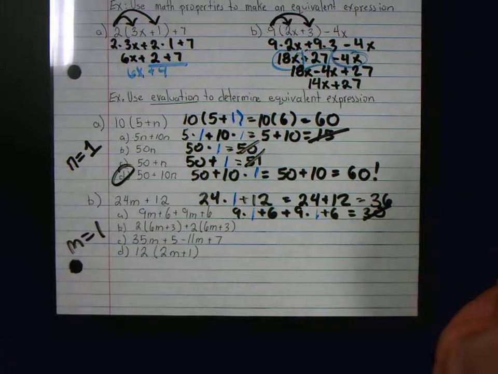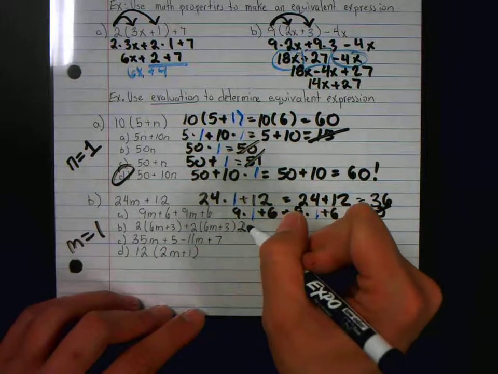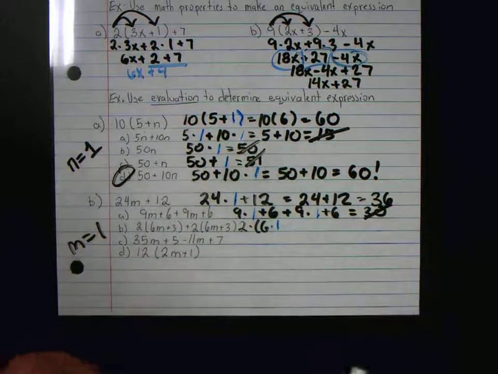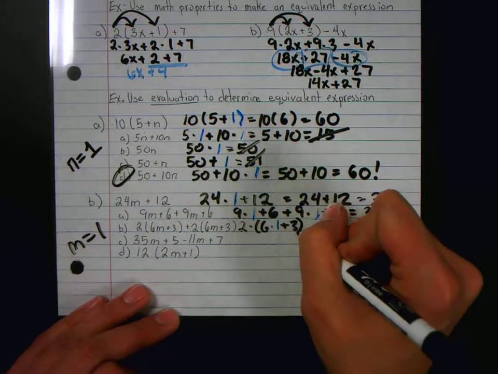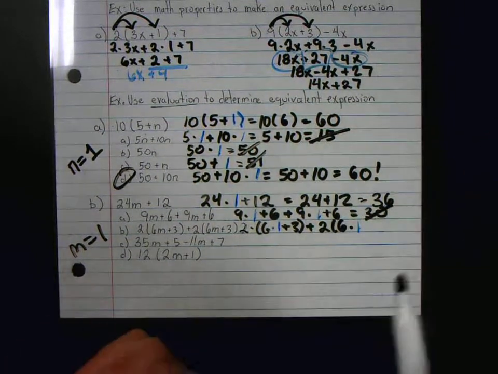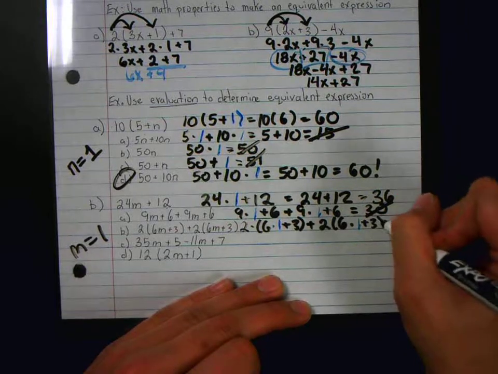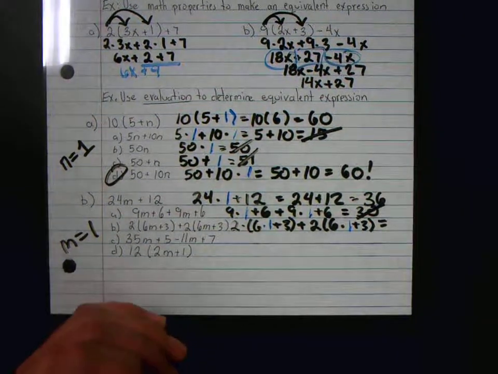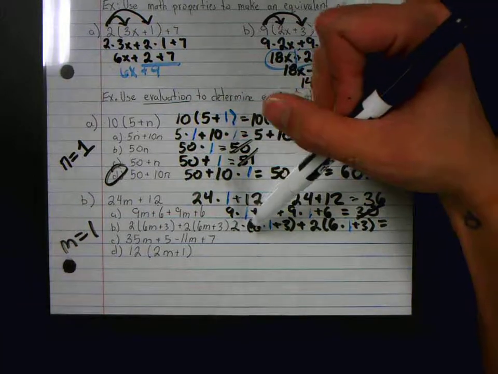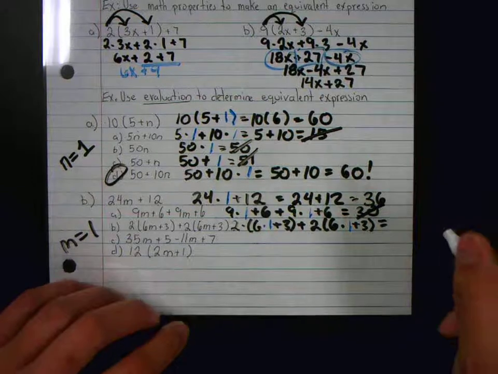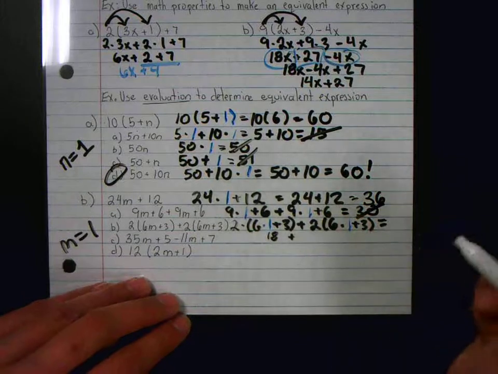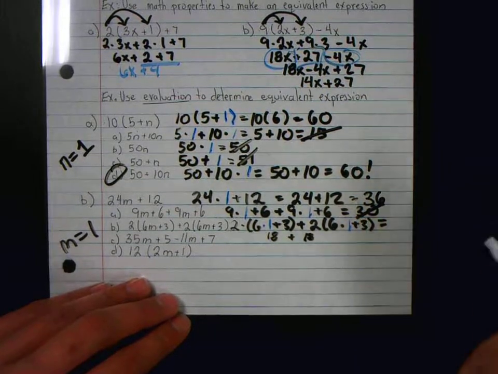Okay. All right, next one. We've got 2 times (6 times 1, because we can't put m, plus 3), plus 2 times (6 times 1, plus 3). Notice how these are just duplicates of each other. This is going to make it a lot easier for us. Okay? So we have 6 times 1, which is 6, plus 3, which is 9. 2 times 9, which is 18. Plus, if I know this is 18, this is the same thing, that's going to be 18. 18 plus 18 is 36.